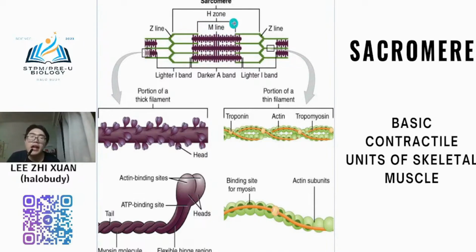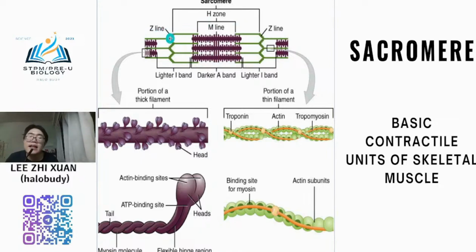And then the H zone is the place containing thick filament only. And then the Z line is a line at the thin filament. And the I band is the place containing thin filament only. So very easy. M is middle, M line. A is the dark band. A band is the dark band. You can see A and I, very easy, right? A is dark, I is light. Very easy.